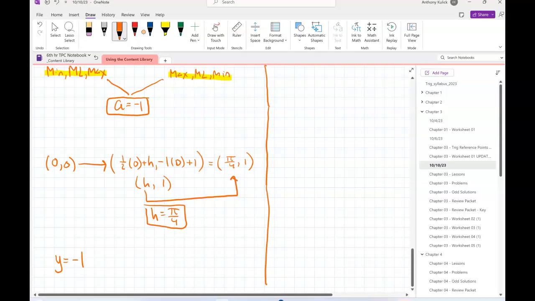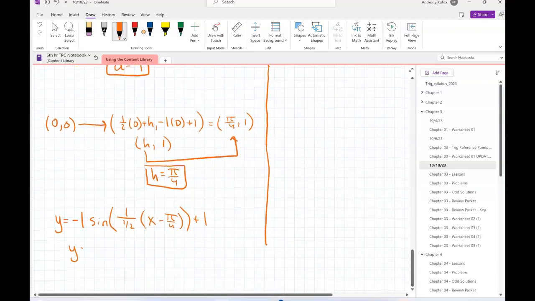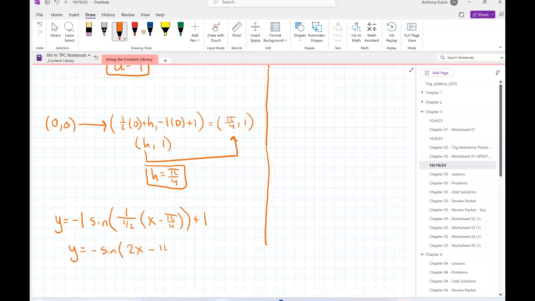So if I write my equation, I have a times sine of 1 over c times (x minus h), plus k. Or if I simplify this down, I would get that, because really 1 over a half is just 2. Now I distribute the 2, I get 2 pi over 4, which reduces to just pi over 2.